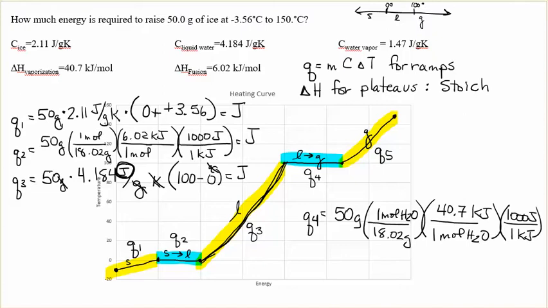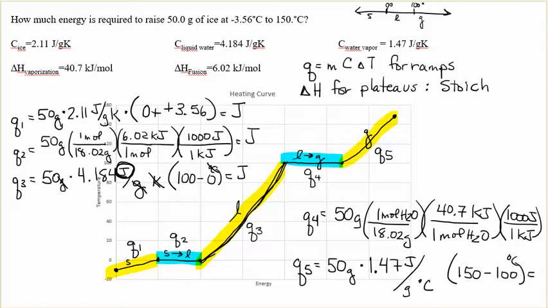Last but not least is this last little bit of energy. That's the amount of energy it takes to take water vapor at 100 degrees Celsius and raise it to 150 degrees Celsius. When you're on a ramp, Q equals mc delta T. So Q5, that last little piece there, we still have 50 grams of water vapor. The specific heat capacity now is of the gas, the water vapor, 1.47 joules per gram degree Celsius or gram Kelvin. T final is 150. T initial is 100. And then that will give you that answer in terms of joules. So again, I'll let you calculate that. 50 times 1.47 times 50 would give you that amount. And so then how much energy is required to raise it? The end answer is Q1 plus Q2 plus Q3 plus Q4 plus Q5.